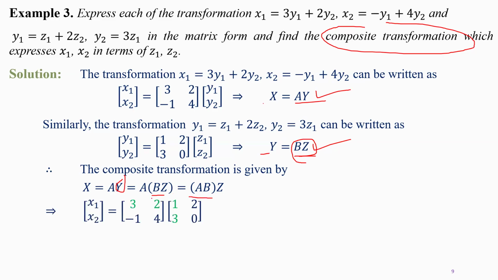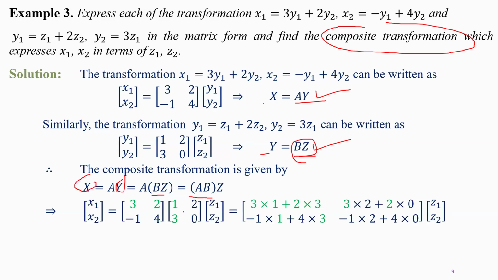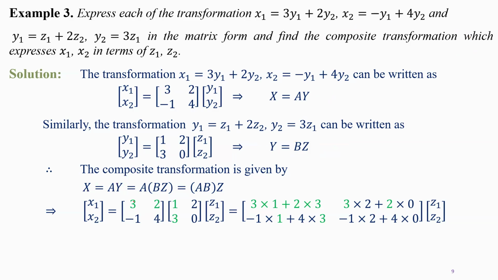Now, X is equal to x1, x2. A is nothing but [3, 2; -1, 4], and B is equal to [1, 2; 3, 0]. Let us multiply these two matrices. First element: 3 into 1 plus 2 into 3. Similarly, 3 into 2 and 2 into 0, the second element of the first row. And in the same manner, we can multiply -1 into 1 plus 4 into 3, then -1 into 2 and 4 into 0.